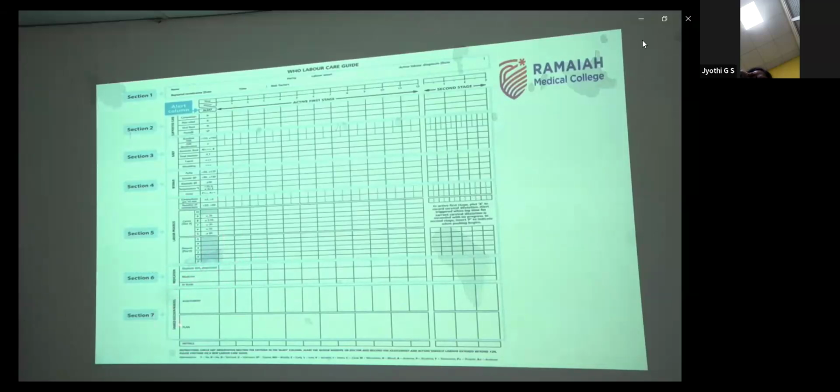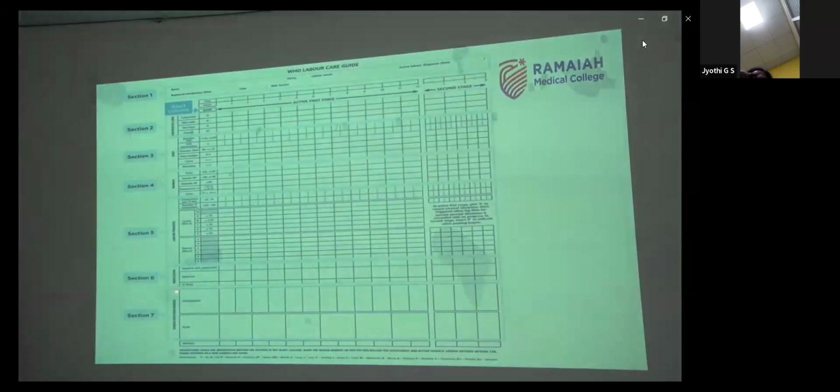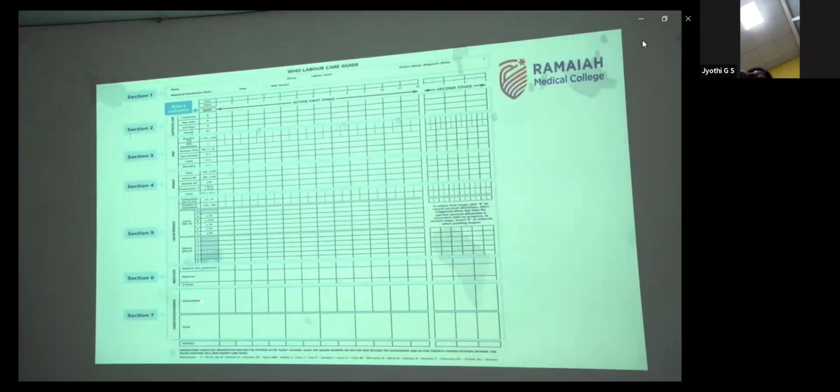Section 7 includes shared decision making, which is a newer component of the labor care guide. It includes assessment and plan with consideration of the alert column, and also taking decisions along with the mother as well as the maternal companion.